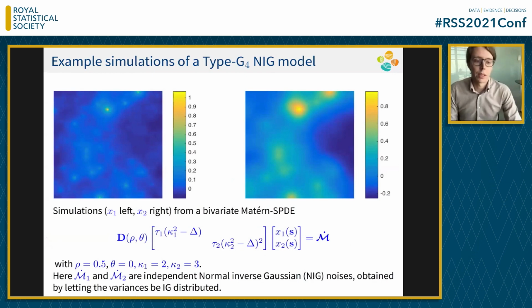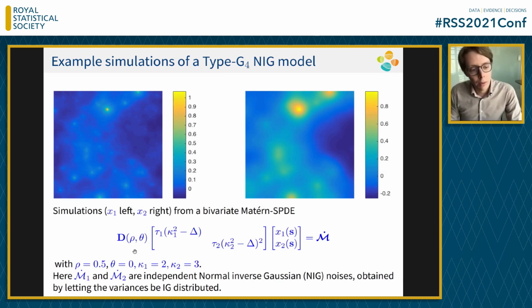So here's an example of a simulation of this model where we take a particular choice of the driving noise. We take these variances to be inverse Gaussian distributed. So then we will get normal inverse Gaussian, or NIG, noise. And here you can see a realization of this bivariate process, where rho was 0.5, so we have a positive correlation between the 2 dimensions. And you can see that this very much looks non-Gaussian because of these sharp extremes that you wouldn't really see in a Gaussian process.